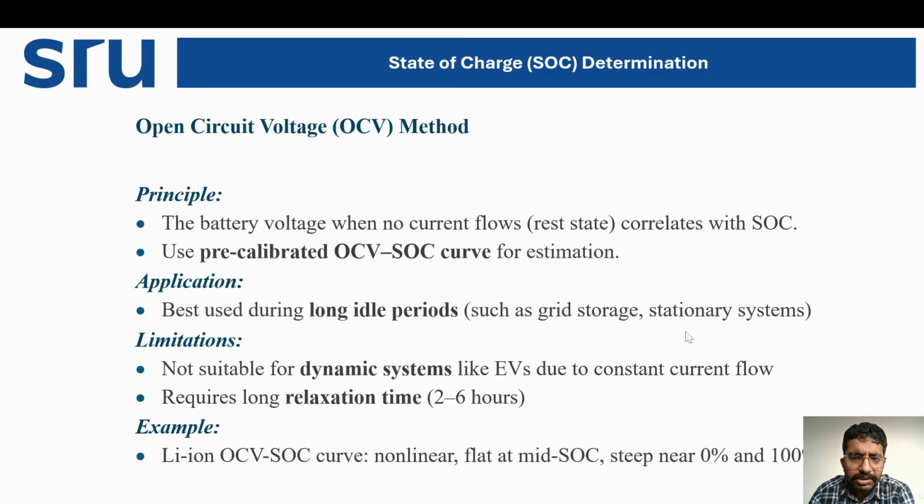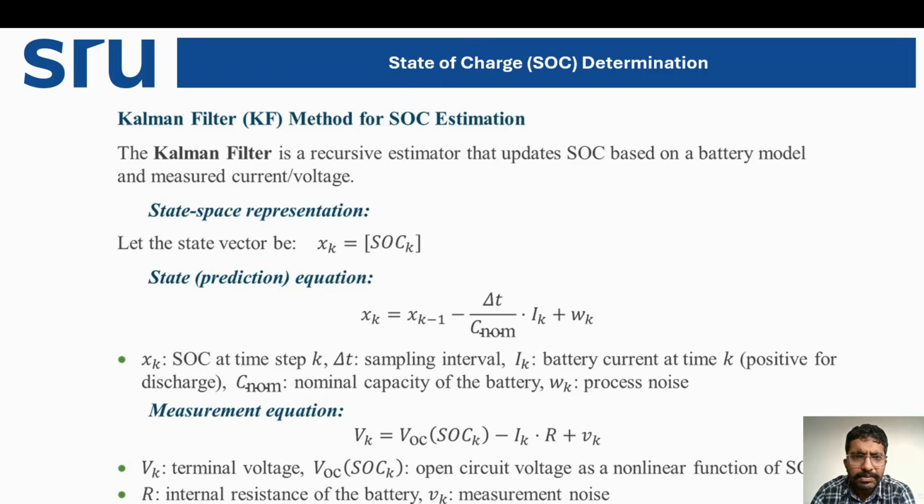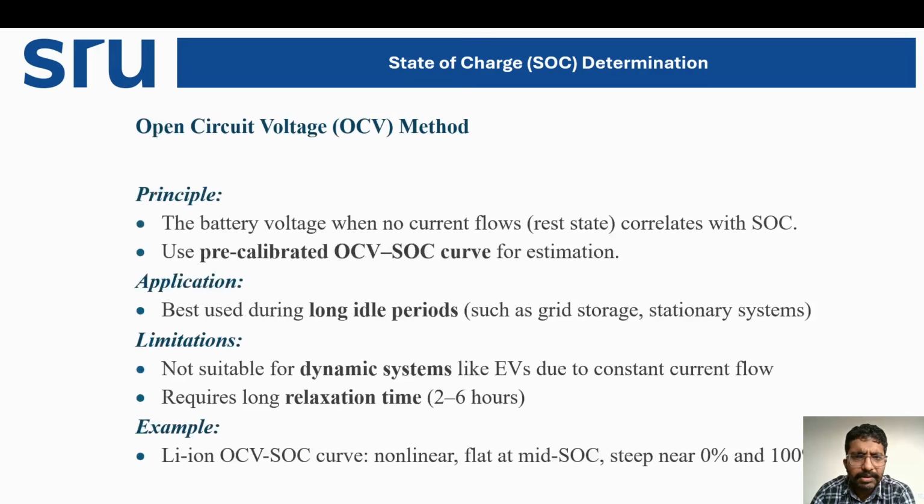Due to constant current flow, it requires a long relaxation time, 2 to 6 hours. An example can be the lithium ion open circuit voltage, state of charge curve. Different batteries will have different relationship curves. It is non-linear, flat in the middle, and steep near 0% and at 100%. If there were a curve, it would be better to show you, but it is not shown here.